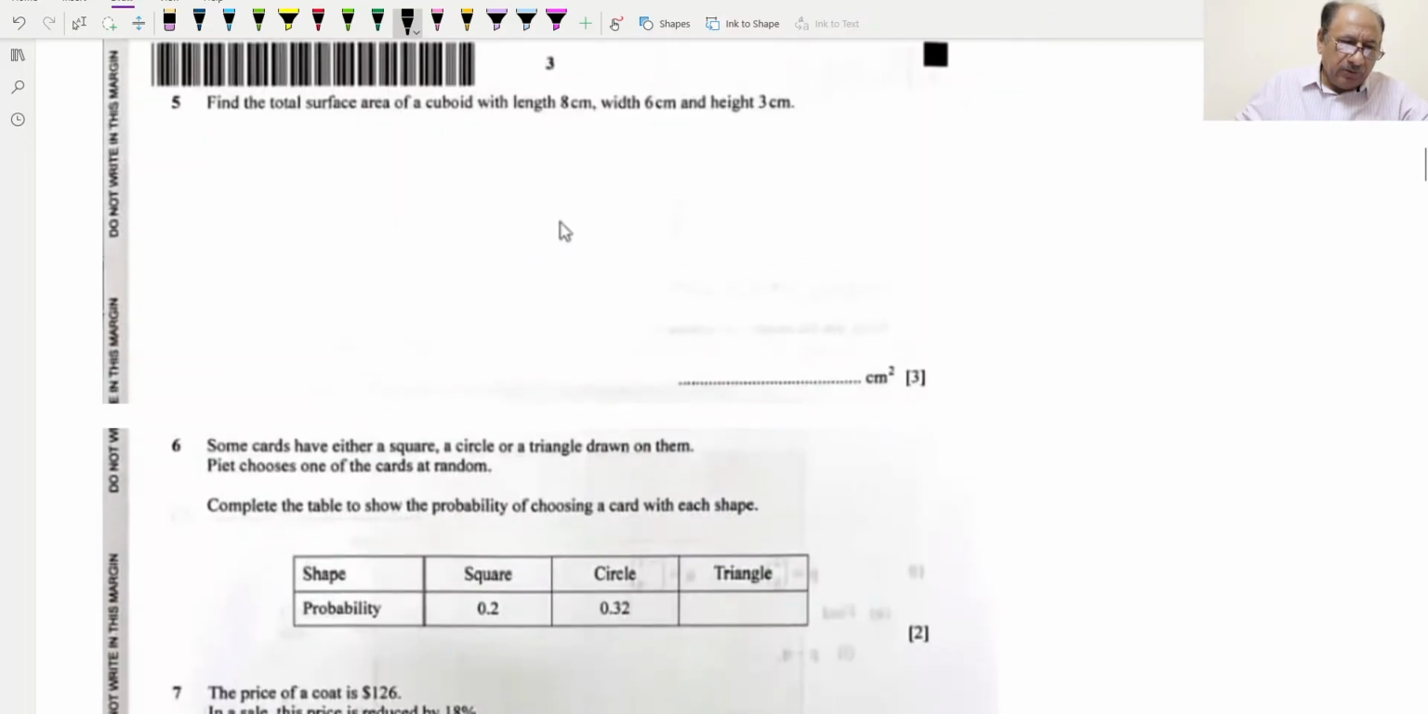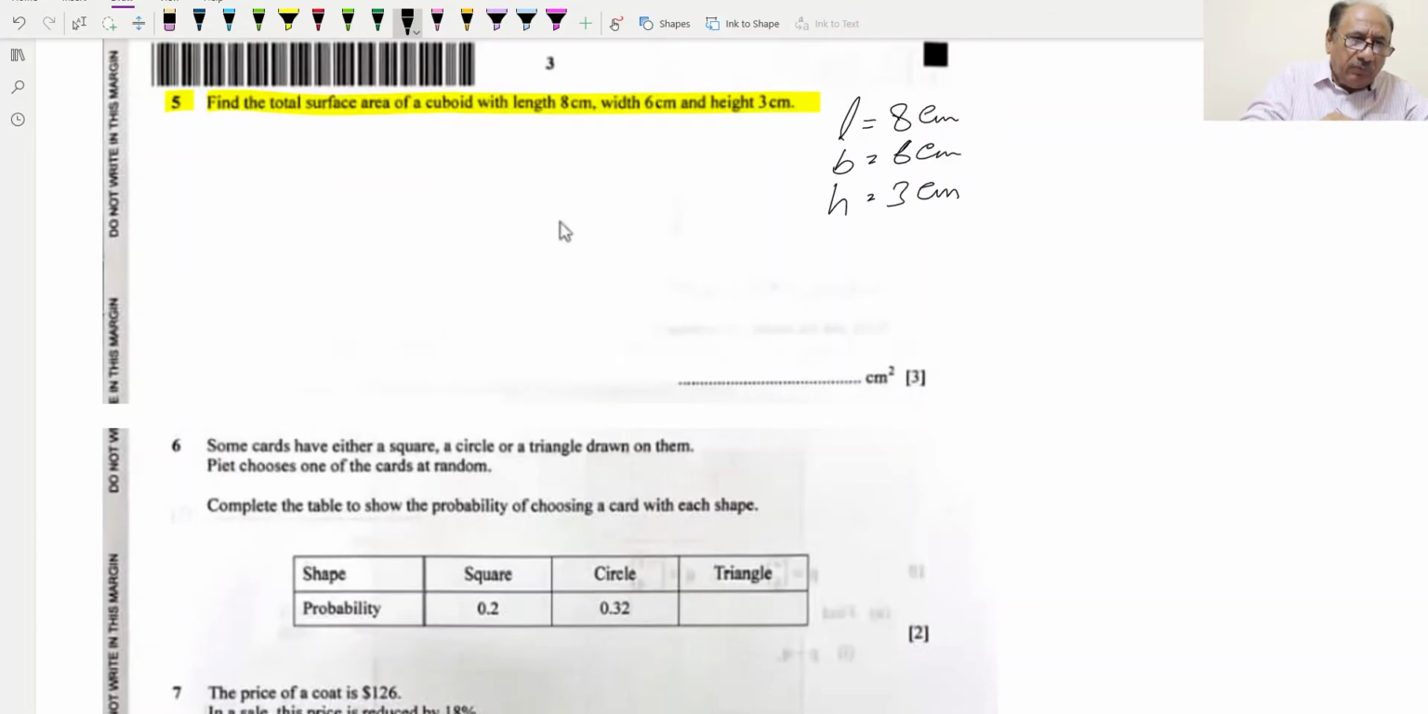This is also done. Now question number 5, and question number 5 says find the total surface area of the cuboid with length 8. We can write L is equal to 8 centimeters, and width, or breadth, is equal to 6 centimeters, and height is equal to 3 centimeters. So this is the data given.